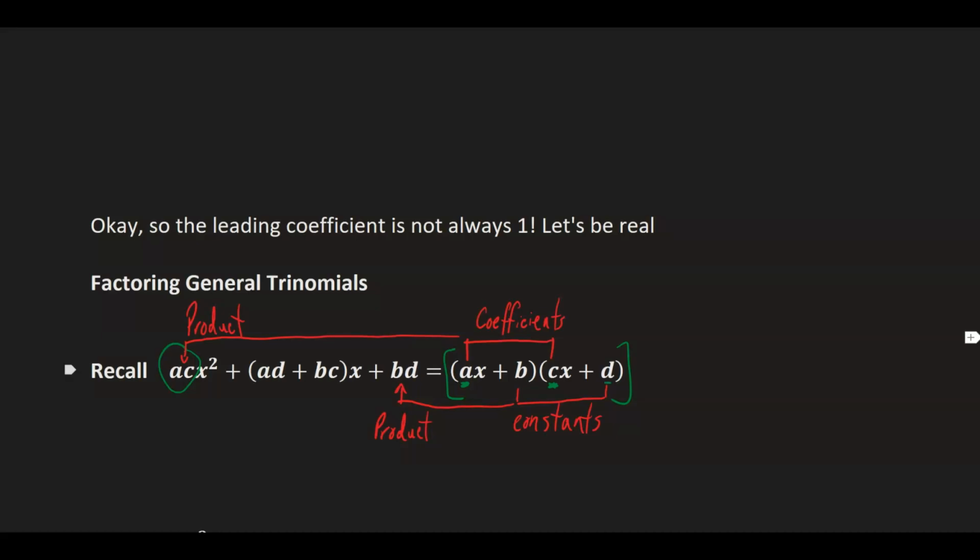And then the constants b and d form as a product the constant at the end of the trinomial. And the middle term is AD plus BC. So we're going to use this fact again in a very similar process when we are factoring trinomials that don't have a leading coefficient of 1.